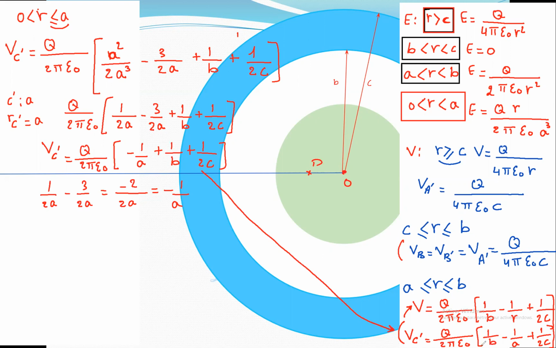Q over 2 pi epsilon 0 times 1 over b minus 1 over a plus 1 over 2c. As you see, we can calculate VC prime, which is at this point, by using the equation of the electric potential from this region or from this region. You get the same result. Okay, that's all about this problem.